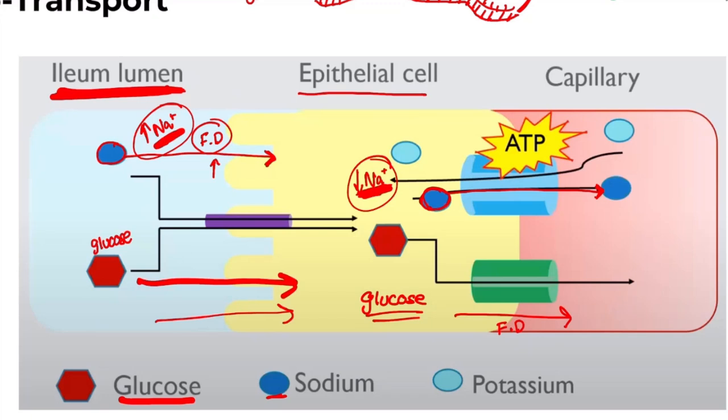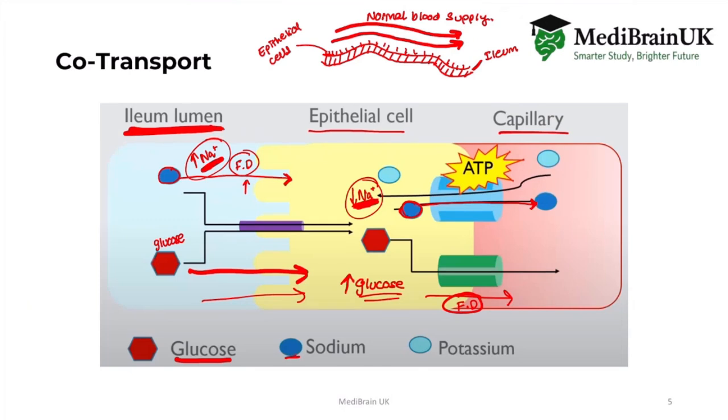Once the glucose has reached the epithelial cell, there's a high concentration of glucose in the epithelial cell. Now it needs to be absorbed into our bloodstream so it can be stored in certain places. Because there's a high concentration of glucose here, it can move by facilitated diffusion into the blood, and the blood will carry the glucose away to wherever it needs to go. That's the point of your capillary. So that's your process of co-transport.